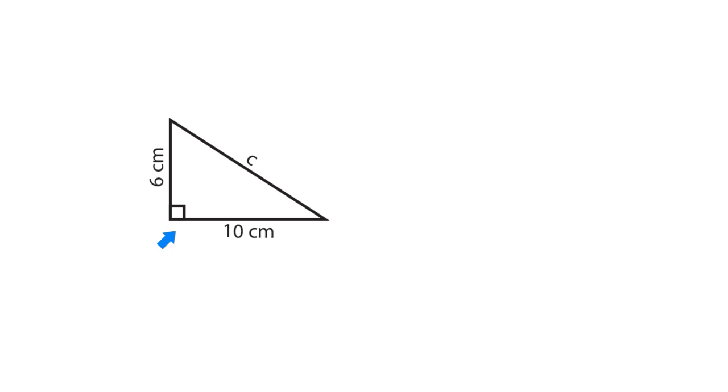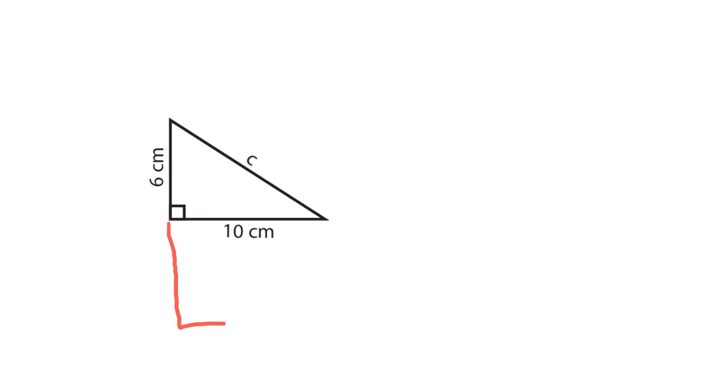In this right triangle, we've been given two pieces of information. We've been given the side length of A, which is 6 centimeters, and we've been given the side length of B, which is 10 centimeters. What we're trying to find out is how long is side C. We also haven't been given any areas for this triangle, so let's begin by drawing a square off of each side of this right triangle.